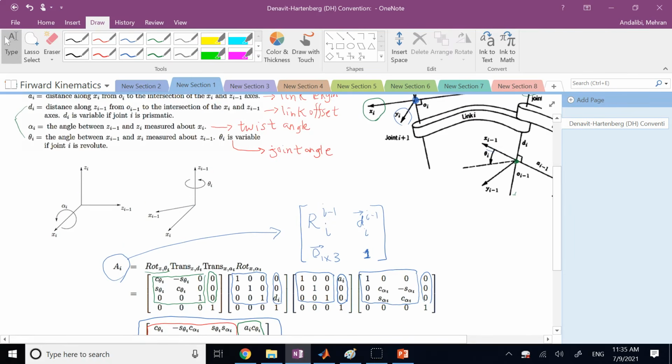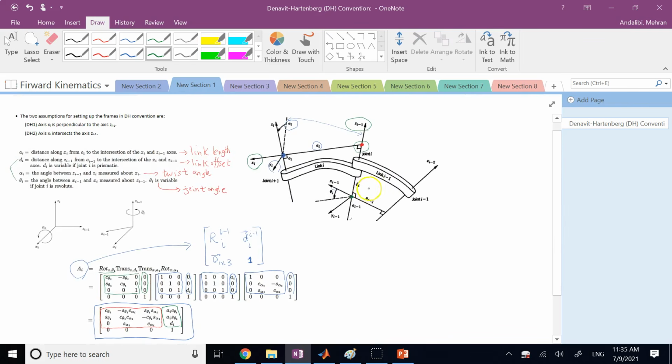Now, before I move any further, I need to talk a little bit about the sign for the angles theta and alpha. So how do we determine whether alpha and theta are positive or negative? Because d and a are quite easy, right? d and a are quite easy. If I move along the positive zi minus 1, di is positive. If I move along the positive xi, ai is positive. That's not a big deal. But what about theta and alpha?